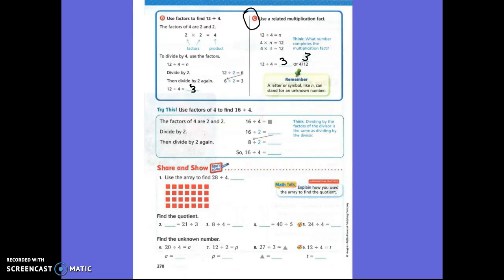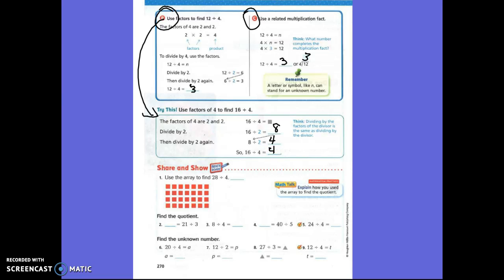Okay, and I'm just going to help you out with this one. You're the one that tried this, because they're using the B strategy, which we don't like. So we are going to see how it goes, okay? Factors, we're going to divide 16 divided by 4. The factors of 4 is 2 and 2. So you're going to divide 16 divided by 2, which is 8, and then divide 8 by 2. 4. Okay, so 16 divided by 4 equals 4.